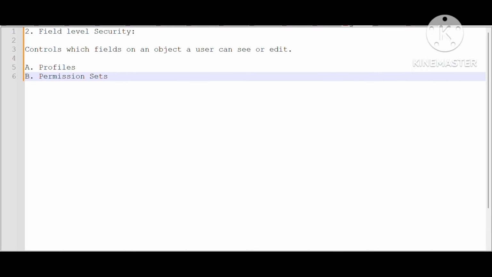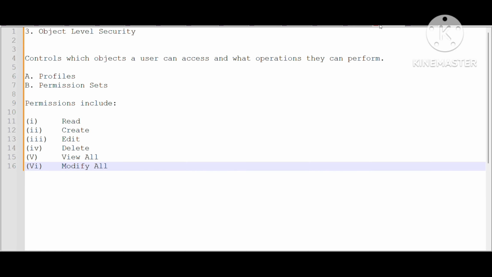Then we have the field level security. We already know that field level security is something which controls the fields related to a particular object, and it can be controlled using profiles and permission sets. Okay, so it is very helpful when we want a particular user to have access to only certain fields.